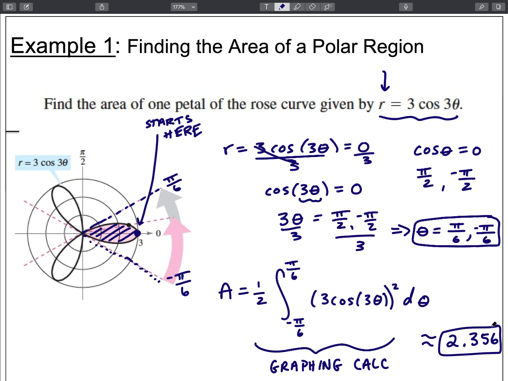If you know that the graph from 0 to pi over 6 will do the top part of this petal, then you could just multiply the integral by 2, which would cancel the 1/2 on the outside. Something else that's often asked is what's the area of all the petals? Well, if you know the area of this one petal that's shaded here in pink, and you know the other two petals are going to be the same, then you could just multiply the result that you get by 3. So these are all common questions that are often asked.